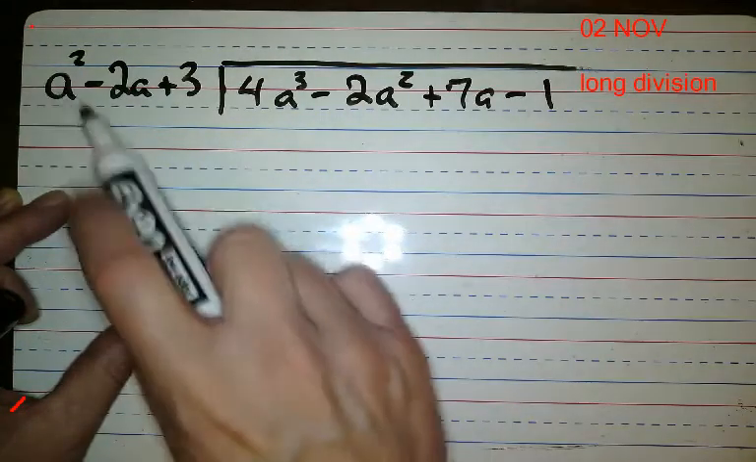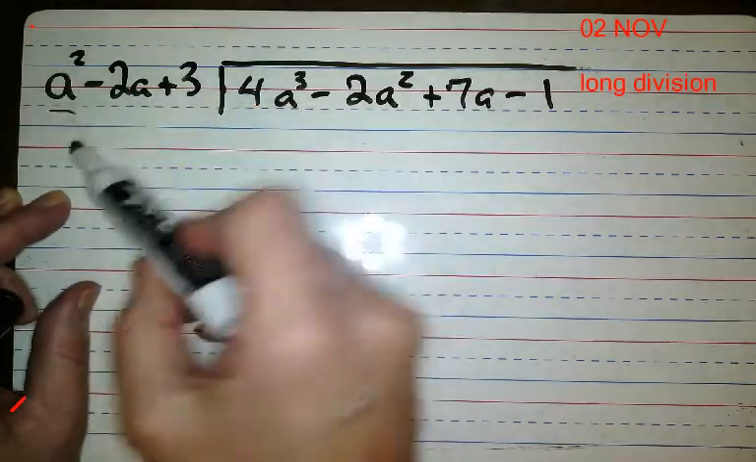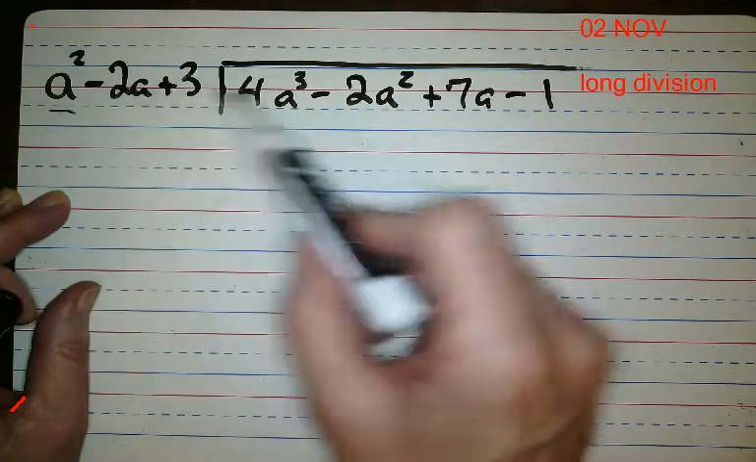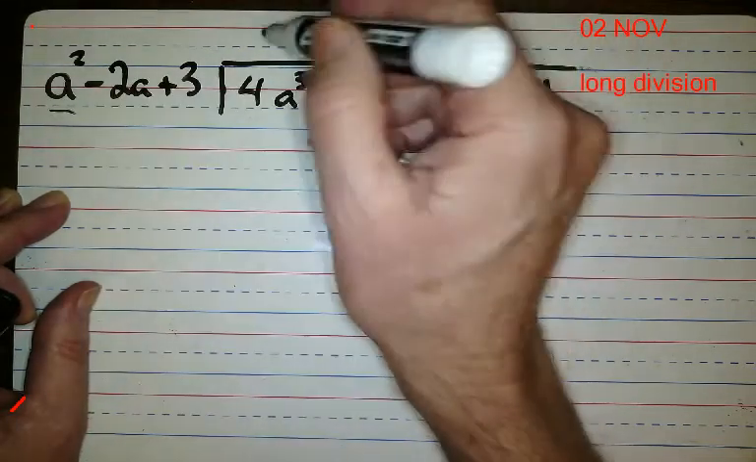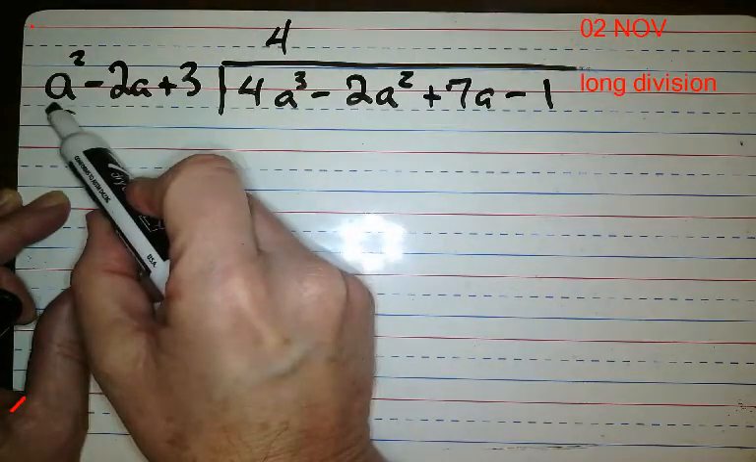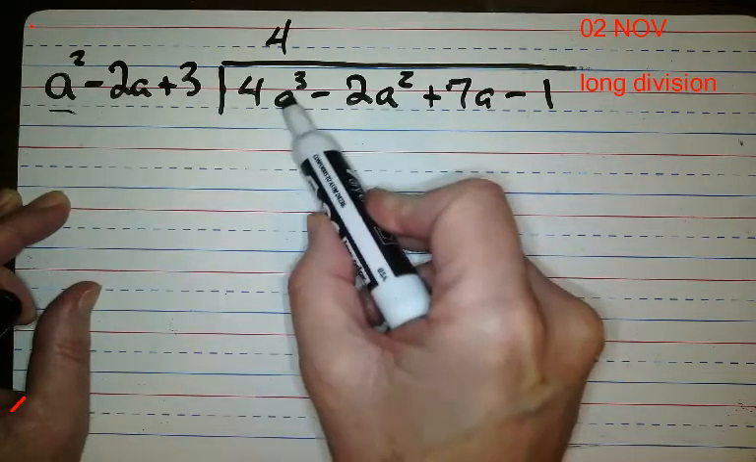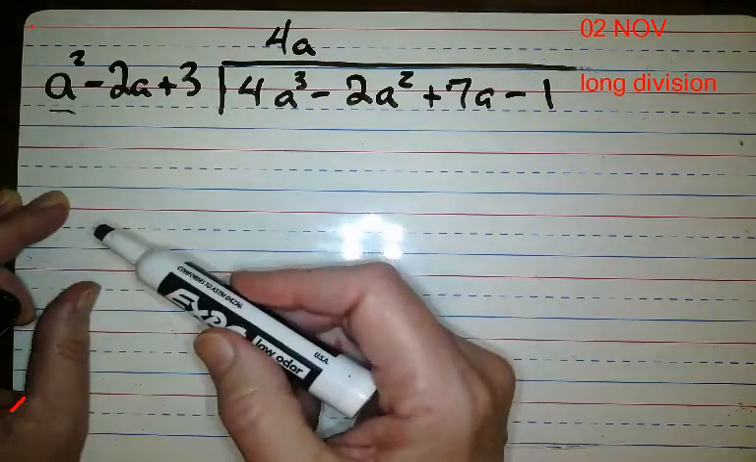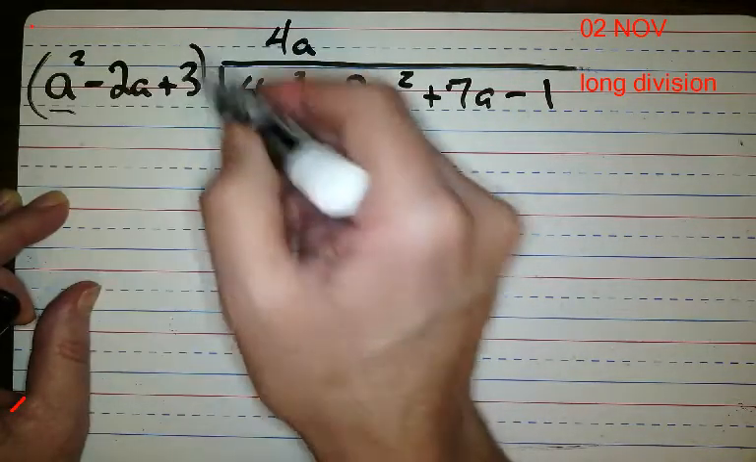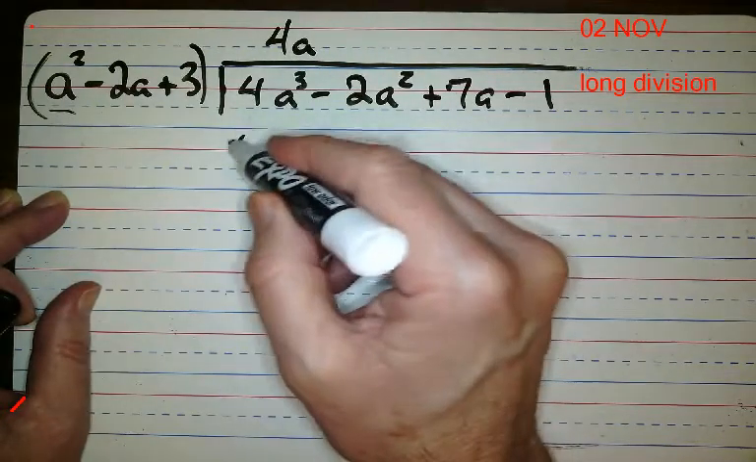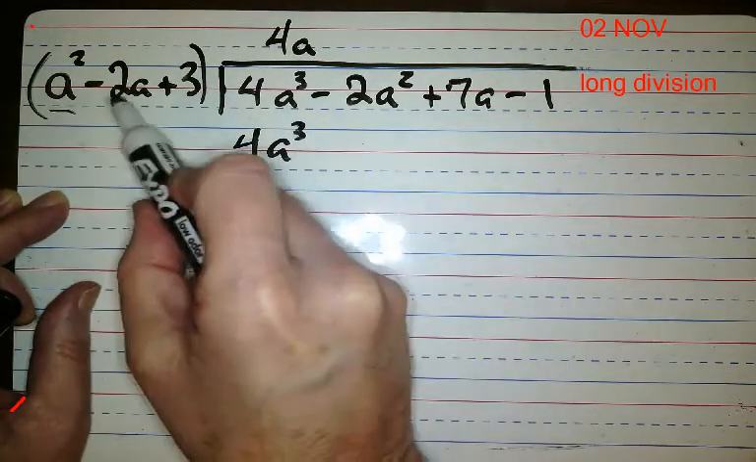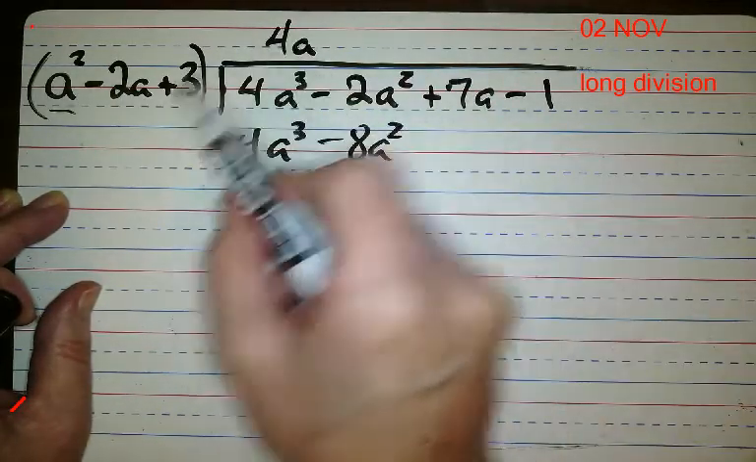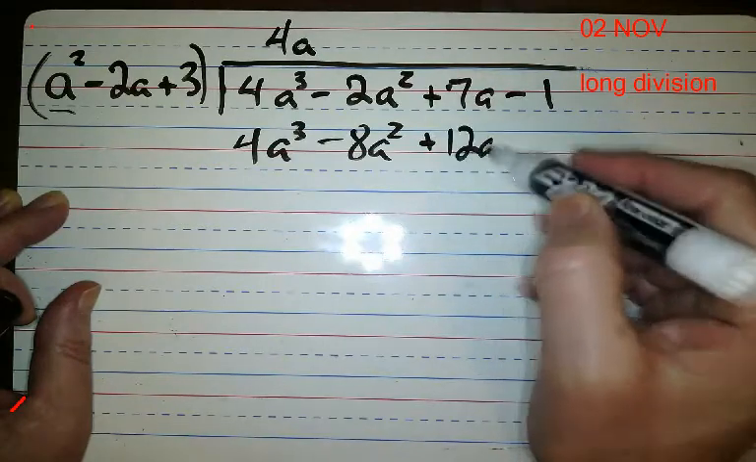So by now you know the first step. What do I do to make this front piece, just the front piece, be exactly this front piece? Well, I need 4, so I have to multiply by 4, and I have to multiply by a, because a squared needs to change to be a cubed. So 4a times this whole thing, I got to multiply. That would be 4a cubed. That would be negative 8a squared. And then 3 times 4 is 12a.